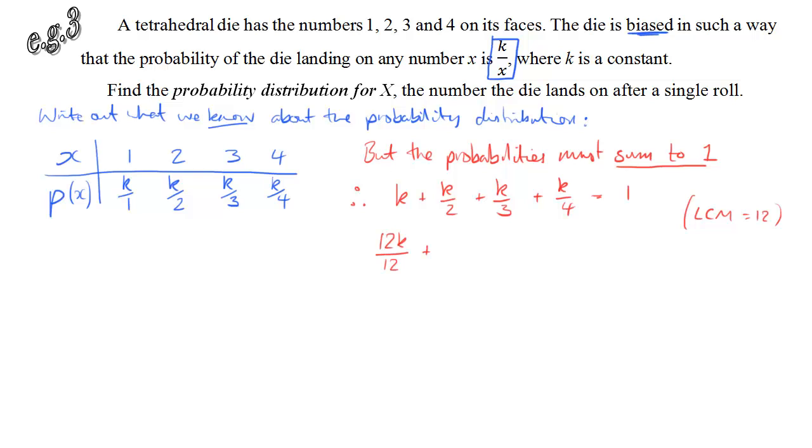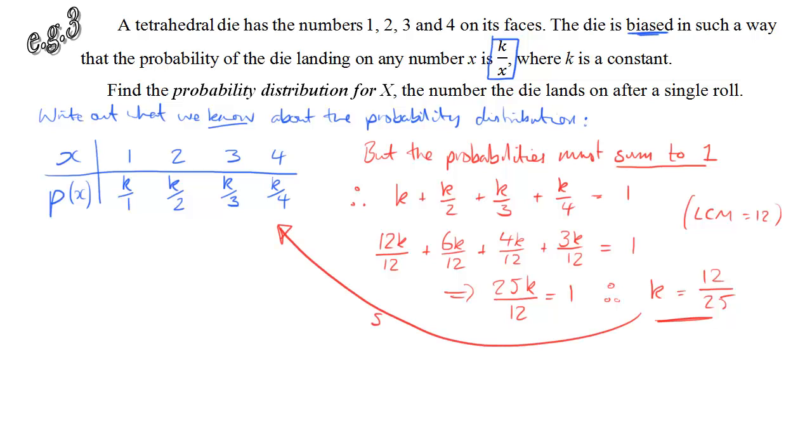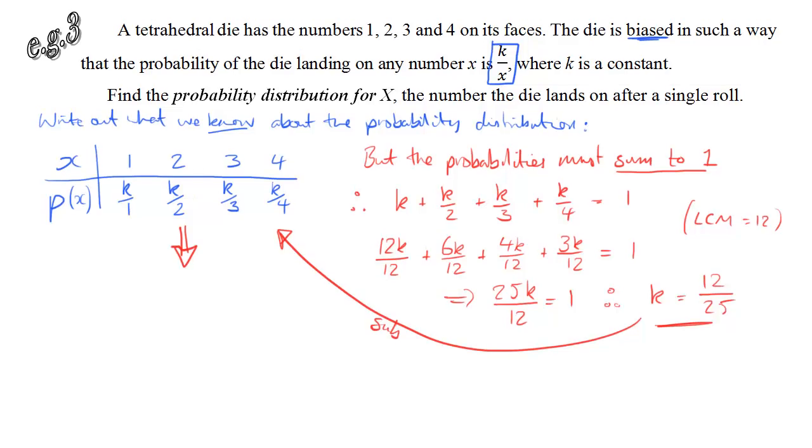So this is just a bit of fractions work, so I'm going to let this run quite quickly. Check that you can do this. I'm putting them all over 12, add the numerators together, we get 25k, and then I simply multiply by 12 and divide by 25 to rearrange, and k is 12 over 25. So now I know what k is. I can take that and substitute it into this table here, and that will give me my final answer, the new version of this table.